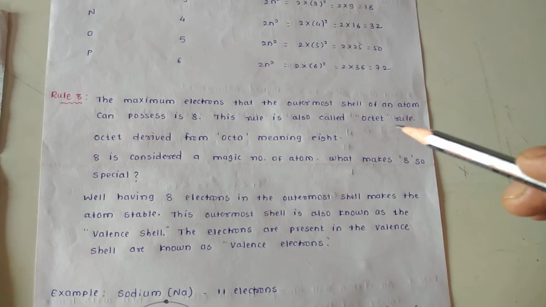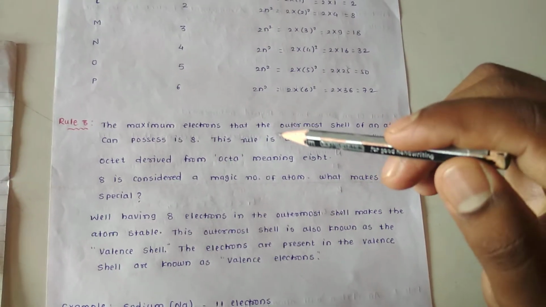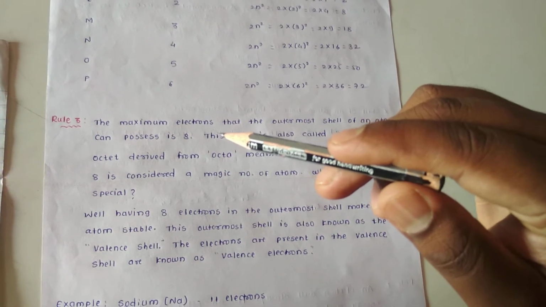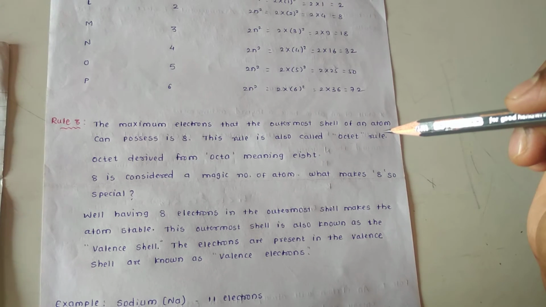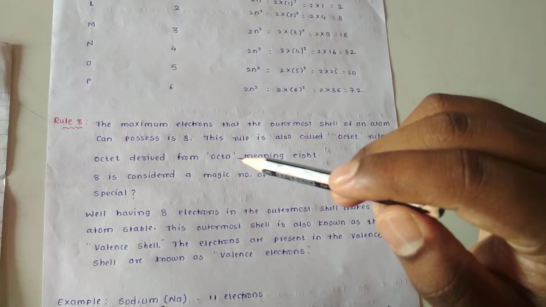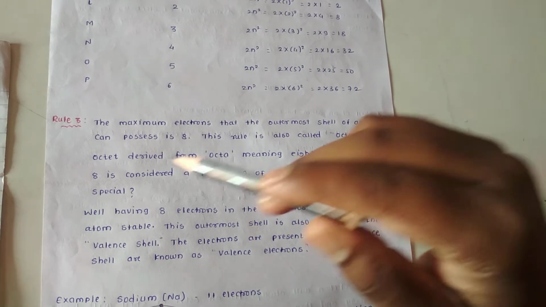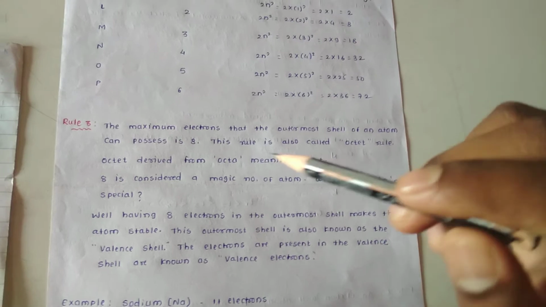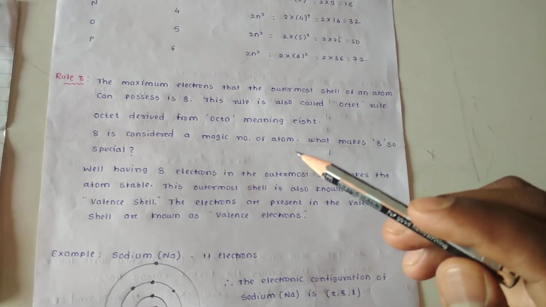This rule is also called the octet rule. Octet is derived from octa, meaning 8. 8 is considered a magic number of an atom.